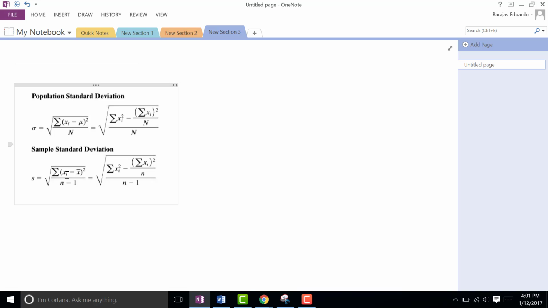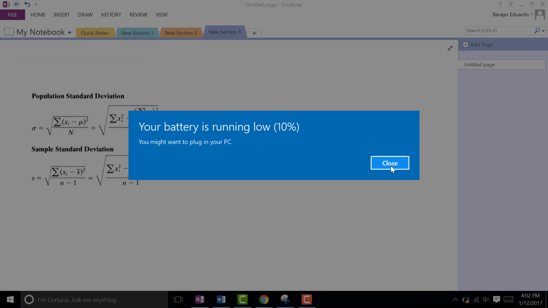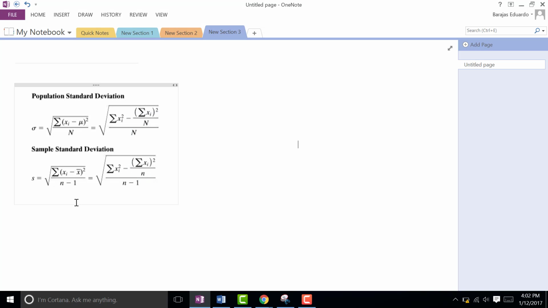Both equations are almost identical, except that in this case, when we're working with a population, we divide by n, the total number of values in our population. Whereas with a sample, if we know we're working with a sample from a population, then we need to divide this by n minus 1. In our case, there were 13 values, so we divide by 13 minus 1, which is equal to 12.